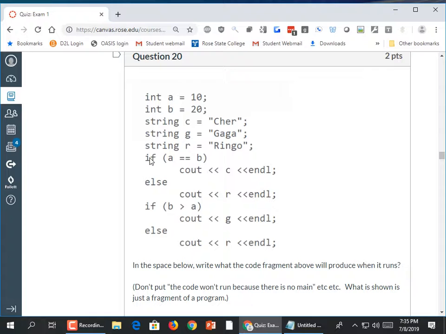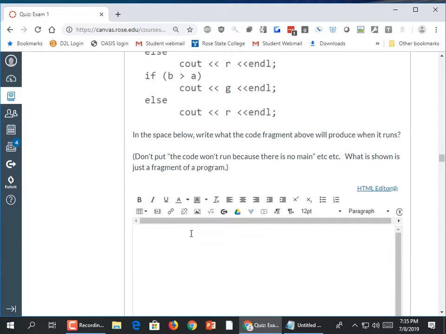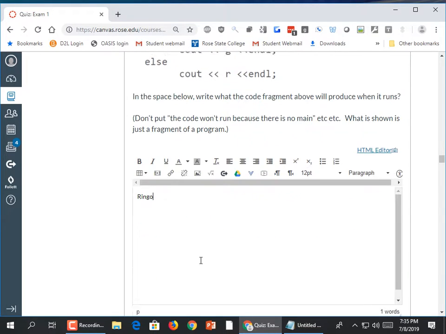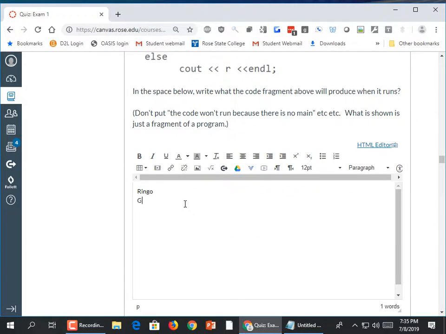A lot of people just stop there. It prints out Ringo. But there was a second if. So not only did it print out Ringo, we have to calculate the second if as well. And so is B greater than A? Yeah, it sure is. So it's going to print out Gaga. So that was the second line of output. And if you only put one line of output, you only got half credit.